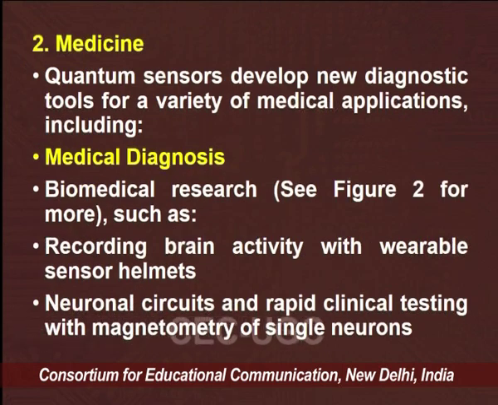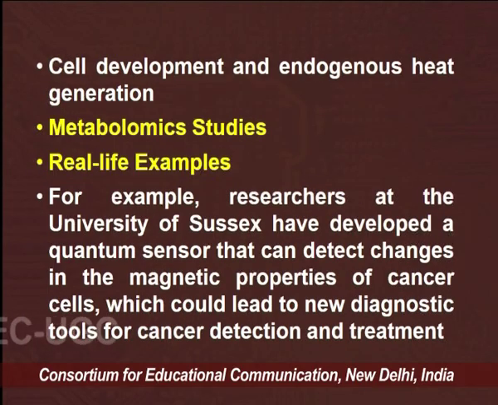Another is medical application. Quantum sensing has developed new diagnostic tools for a variety of medical applications, including medical diagnosis. In biomedical research, we use it for recording brain activity and in wearable sensor helmets. It is used for neural circuits and rapid clinical testing with the magnetometry of a single neuron. Cell development and endogenous heat generation can also be studied.